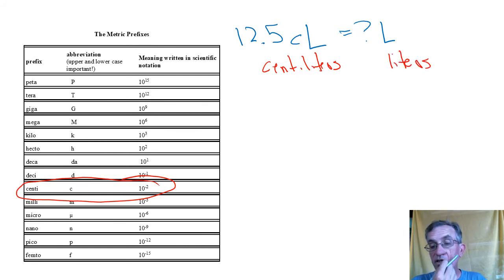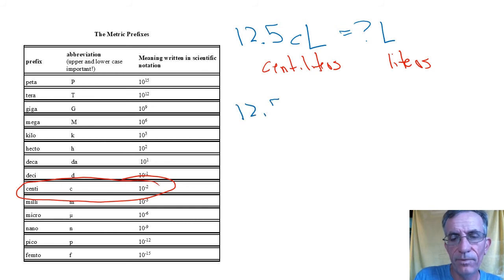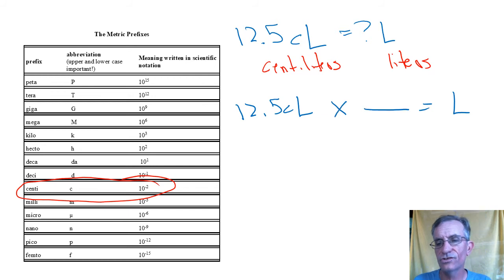All right. Oh, this is not too bad, right? We're going to do the same thing we've been doing. Get those units to cancel. You just got to make up the conversion factor. That's the new part. That's the hard part. That's the part you got to worry about. So write down your beginning number and unit, 12.5 cL. Write down the unit you're going to, liters. In the middle, we'll put our conversion factor.